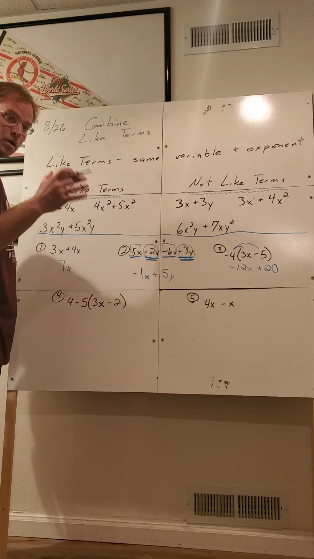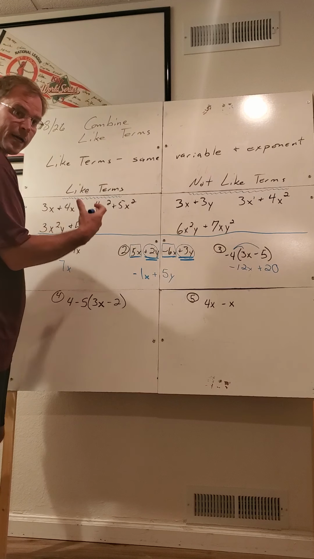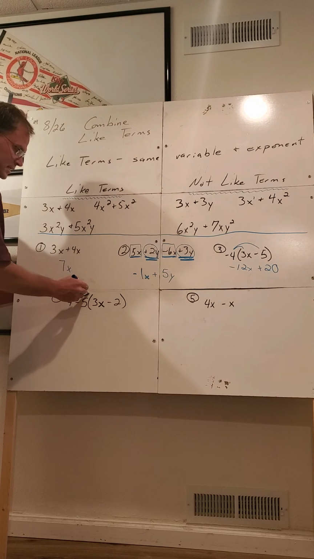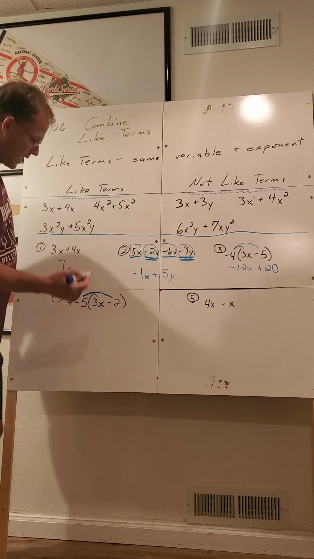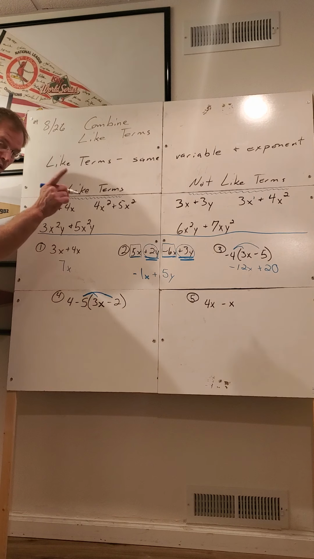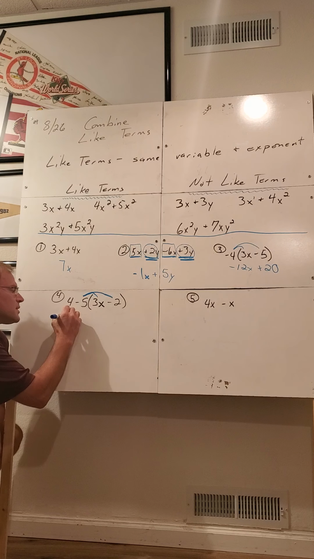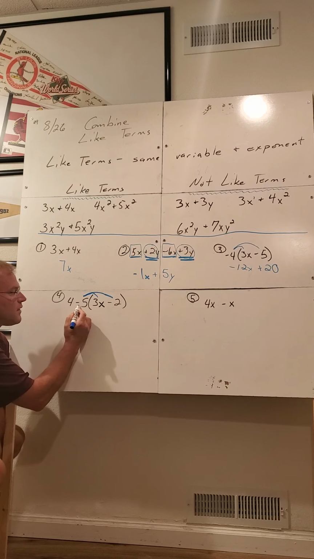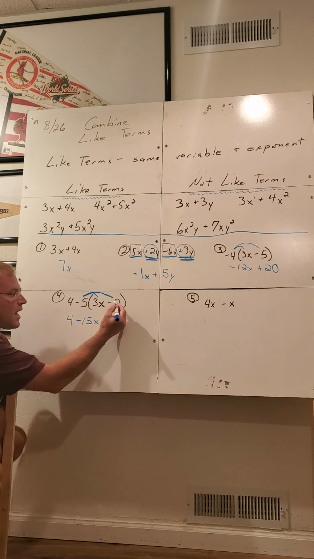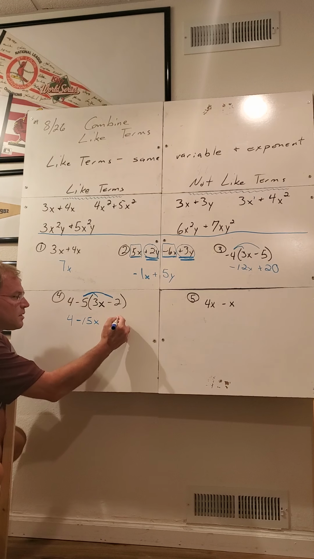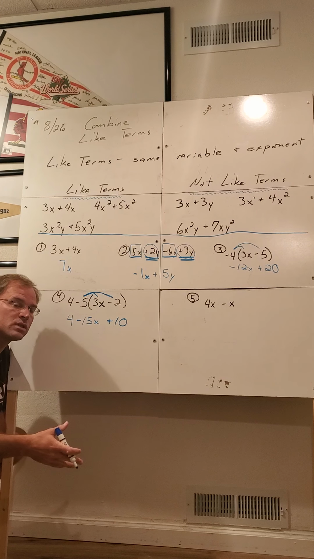It goes back to what we've been talking about. When you are distributing, you are multiplying. Multiplication's higher on the order of operations. I have got to distribute my negative 5 first. I am not doing this first. Order of operations is still in play here. So now, the 4 is untouched. When I distribute, negative 5 times 3x is minus 15x. Negative 5 times negative 2, negative, negative gives me positive 10. That's my distribution. That's my first step.